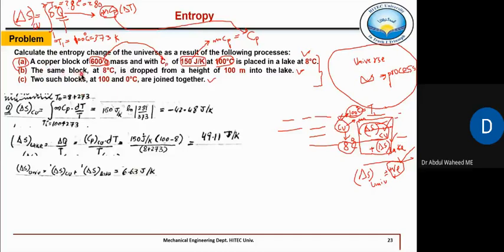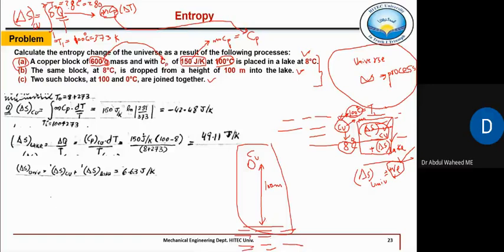In the second case, the same block, the same copper block at 8 degrees Celsius, is now dropped from a height of 100 meters into the same lake. Now this is a second process. So now we need to determine the entropy change during this process. Again, we need to calculate the entropy change of copper and the entropy change of the lake.